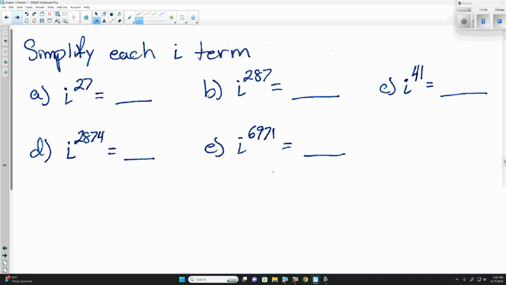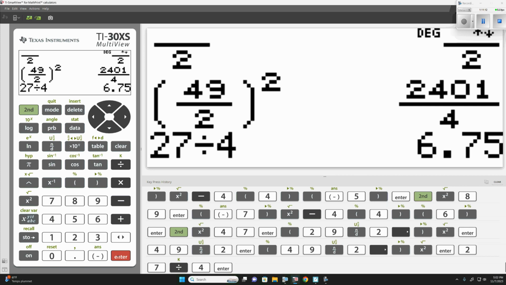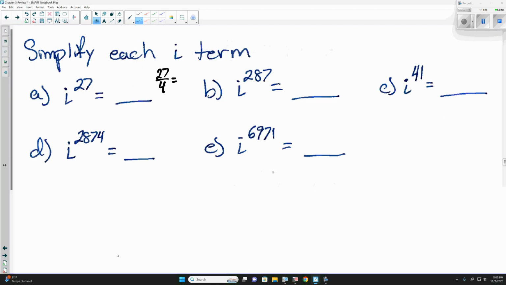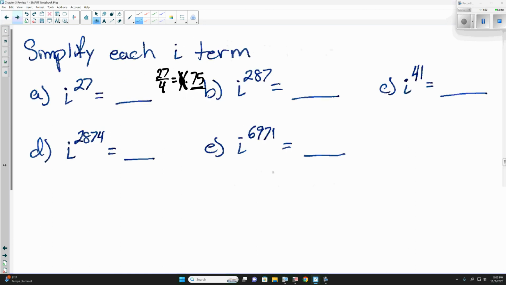So when we look at this here, i to the 27th, what we need to do is take 27 and divide it by 4. Calculator. 27 divided by 4 is 6.75. I do not care about the 6. I'm only caring about the 0.75. 0.75 tells me this reduces to negative i.